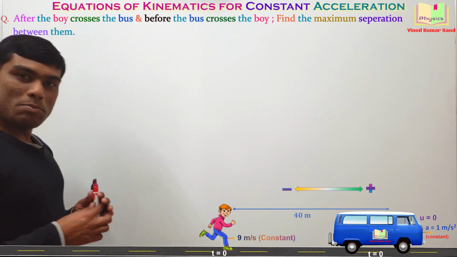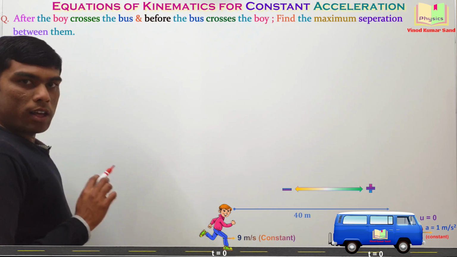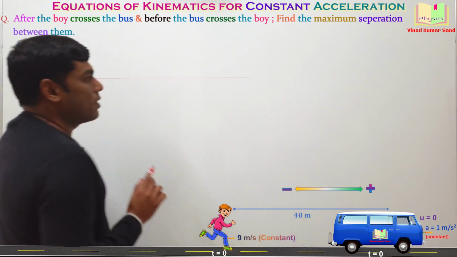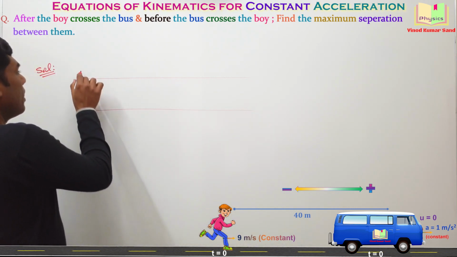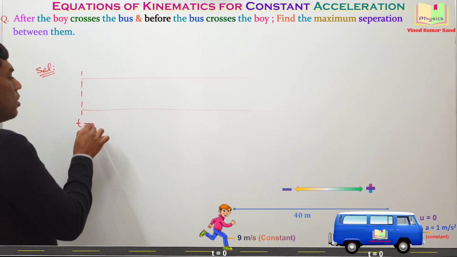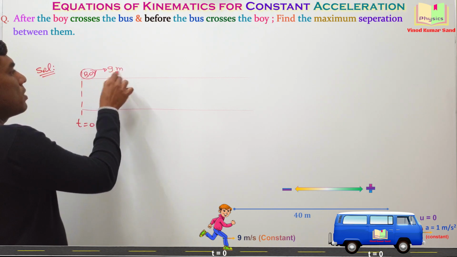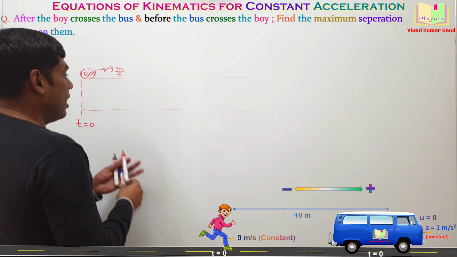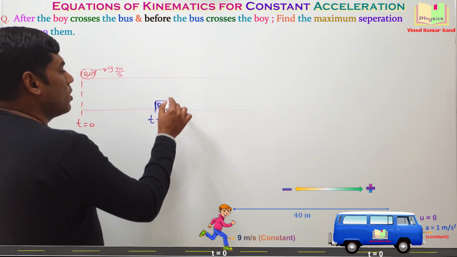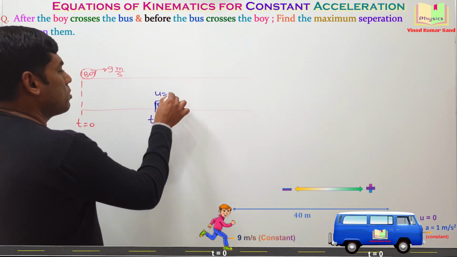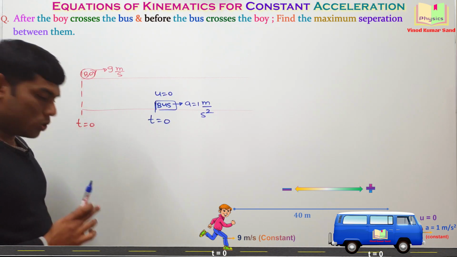Okay, I'm starting the solution here. First of all, we'll draw a diagram so we can understand the situation easily. And I'm drawing two separate diagrams. We know at the moment t is equal to 0, the boy was here. Its speed is 9 meter per second, which is constant. And at t is equal to 0, the bus was having the initial speed 0 and its acceleration was 1 meter per second square. That data is given in the question.